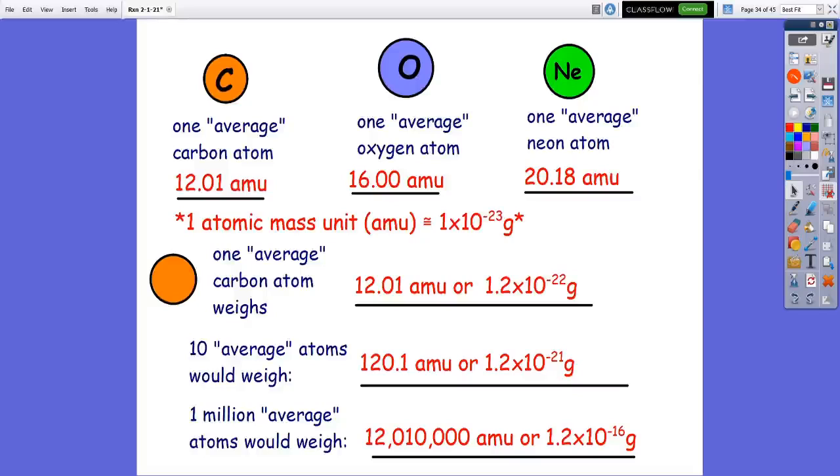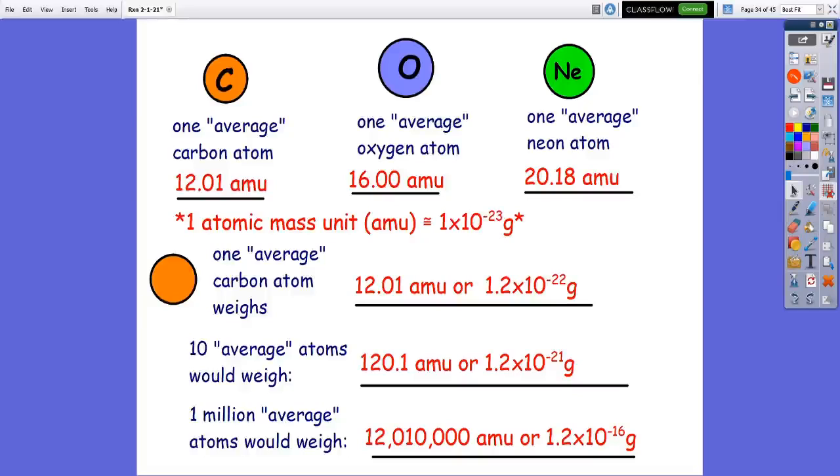So I have here that one average carbon atom weighs 12.01 AMU, or 1.2 times 10 to the negative 22nd grams. But if I had 10 atoms of carbon, that would weigh 120.1 AMU, or 1.2 times 10 to the negative 21 grams. So I'm already weighing more. I've got more mass. I started with 0.21 zeros and then 1, 2. Now I'm at 0.20 zeros, 1, 2 grams, so I'm getting slightly larger.